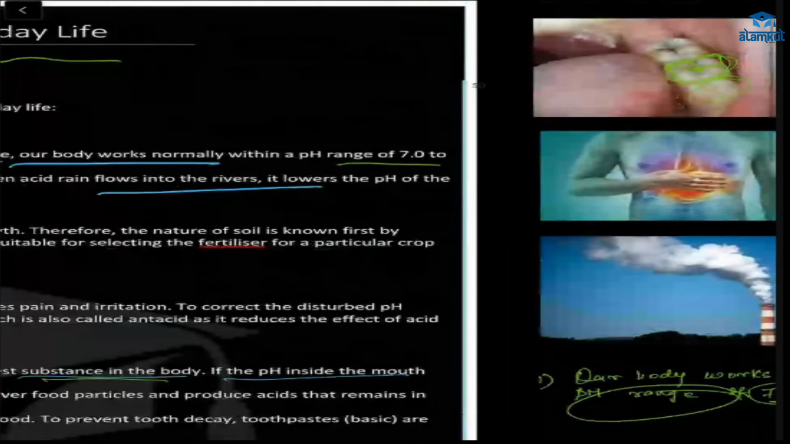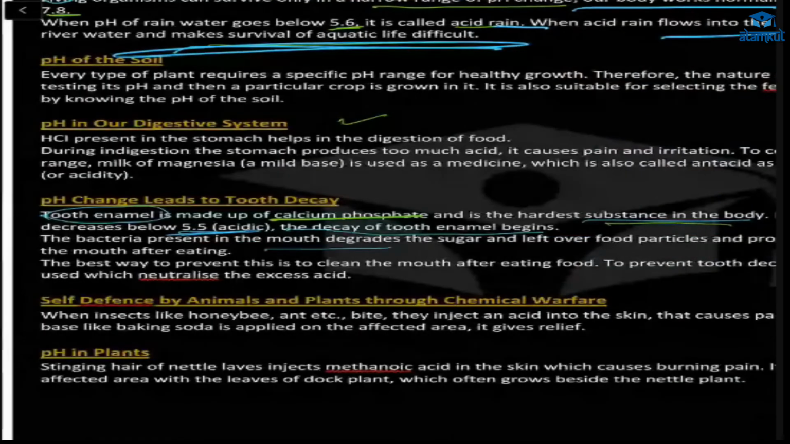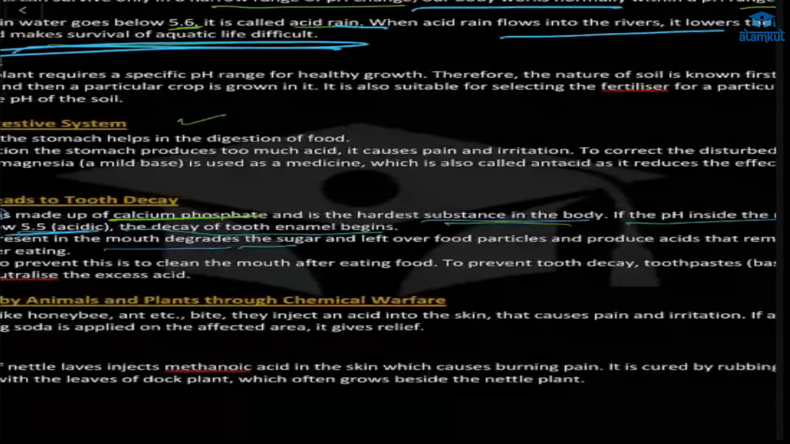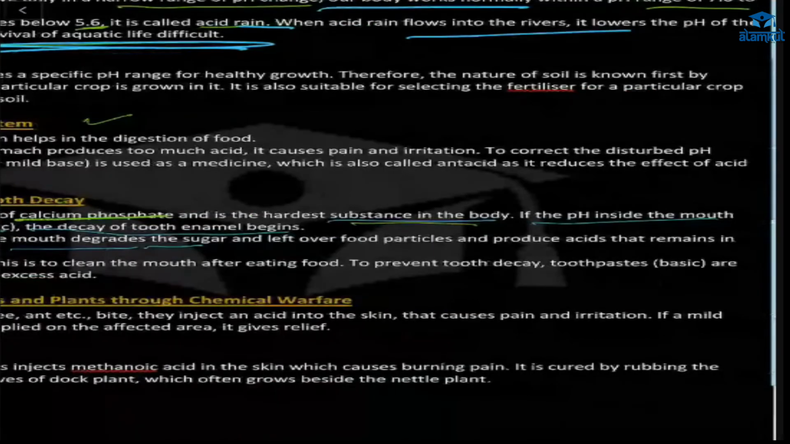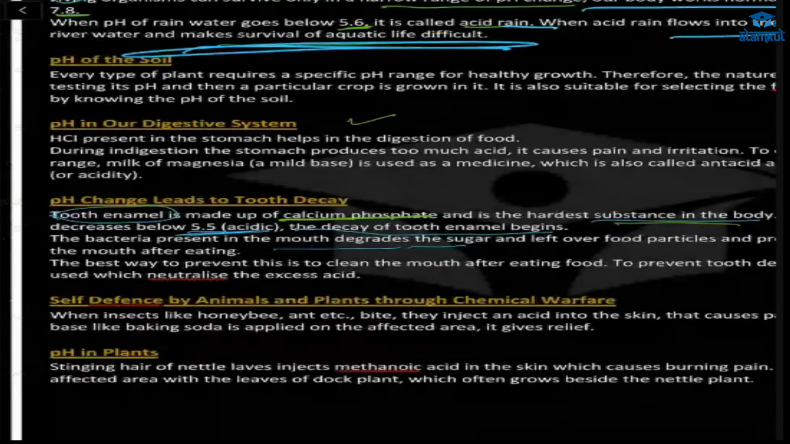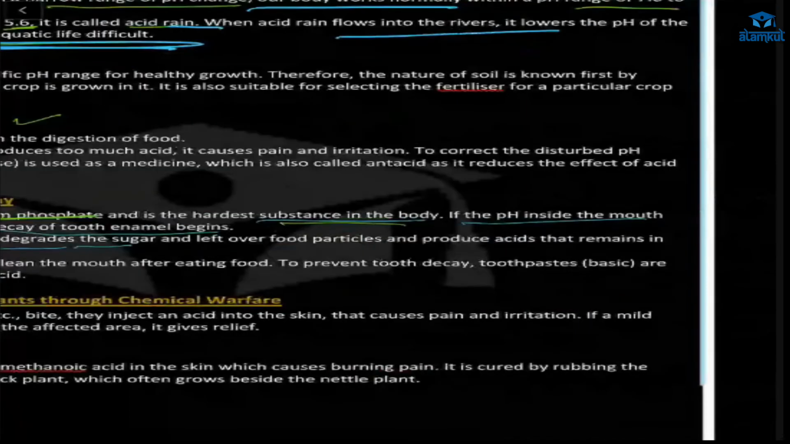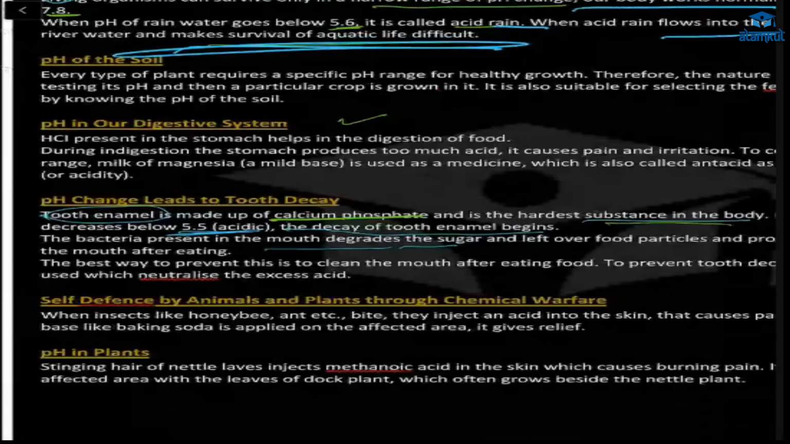Now the bacteria present in our mouth degrade the sugar and leftover food particles and produce acids that remain in the mouth after eating if we do not brush. So the best way to prevent this is to clean the mouth after eating food, and to prevent this we use toothpaste, because toothpaste is basic in nature. Okay, so tooth decay is clear.